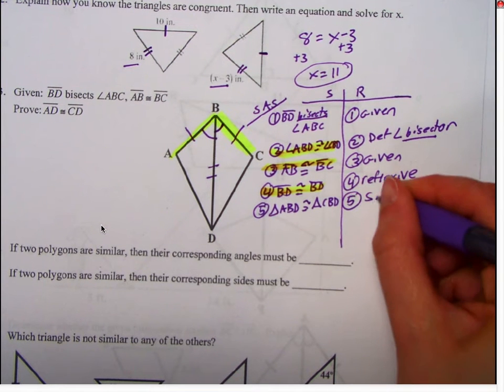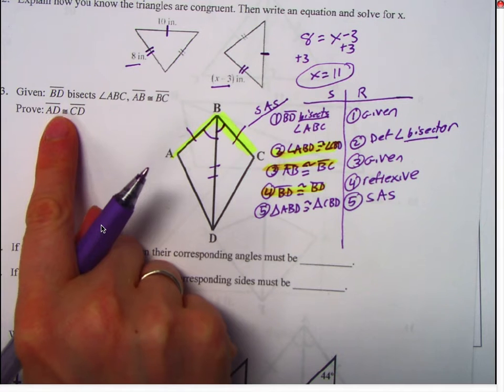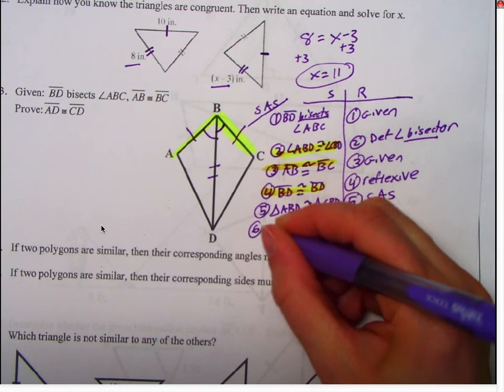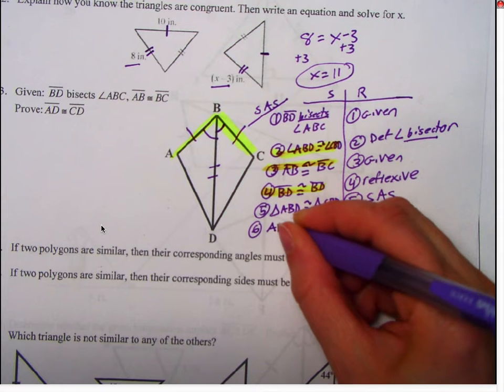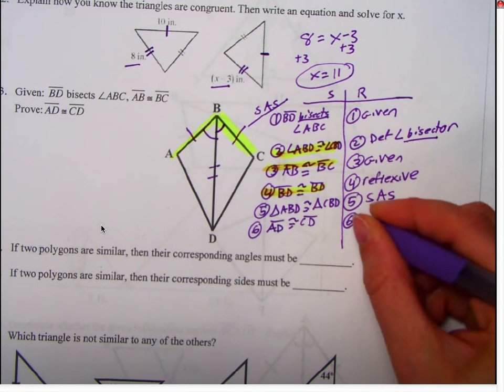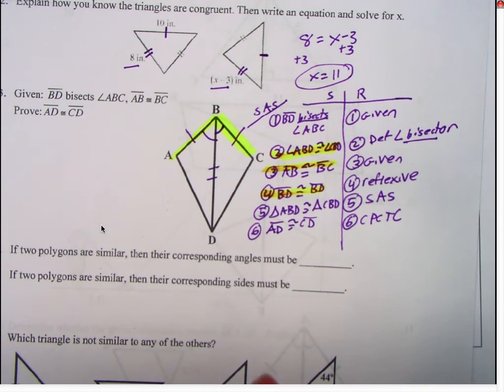by side angle side. But that is not the end of my proof, because it says prove that AD is congruent to CD. So my step 6, AD is congruent to CD. That's by CPCTC. Two triangles are congruent, all their parts are congruent.